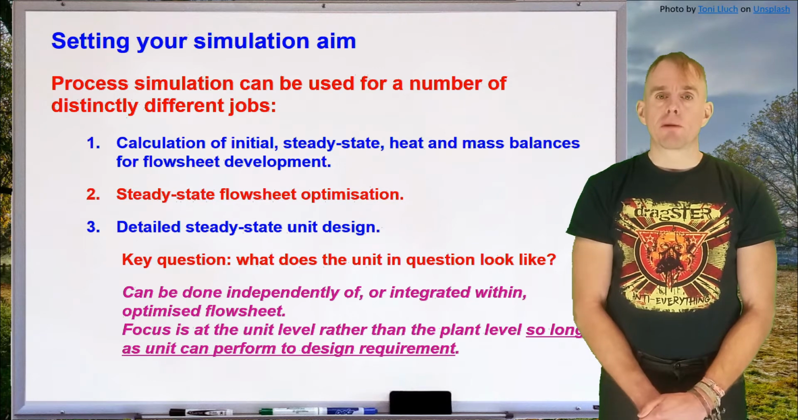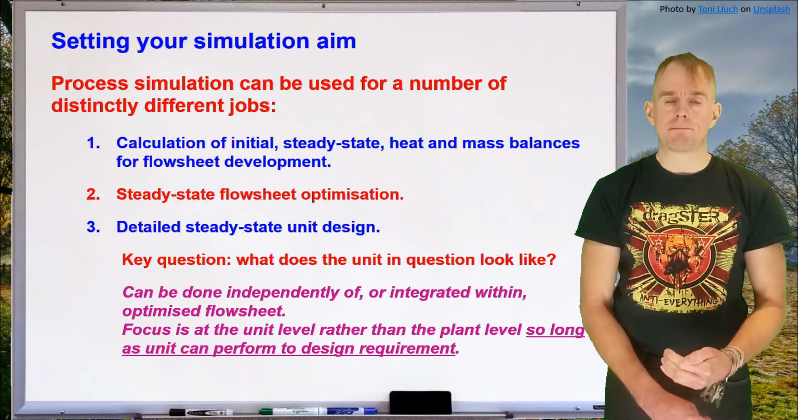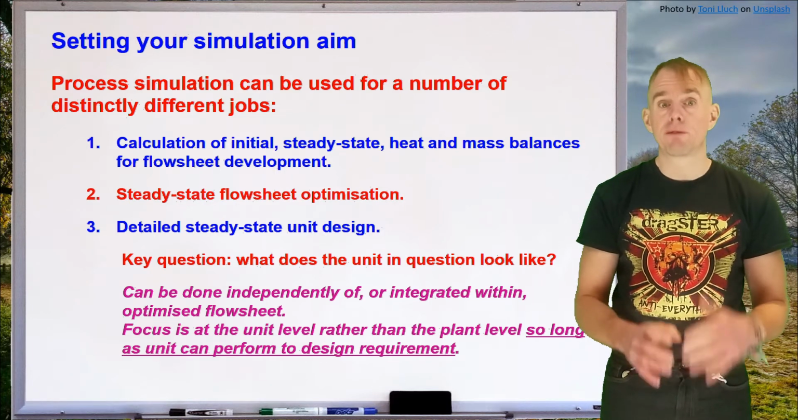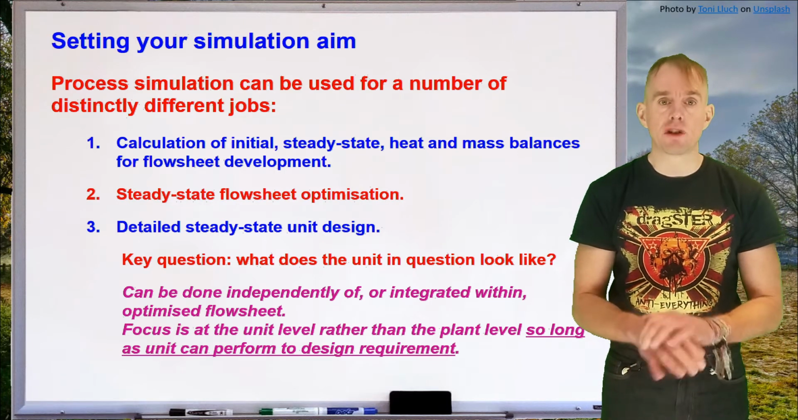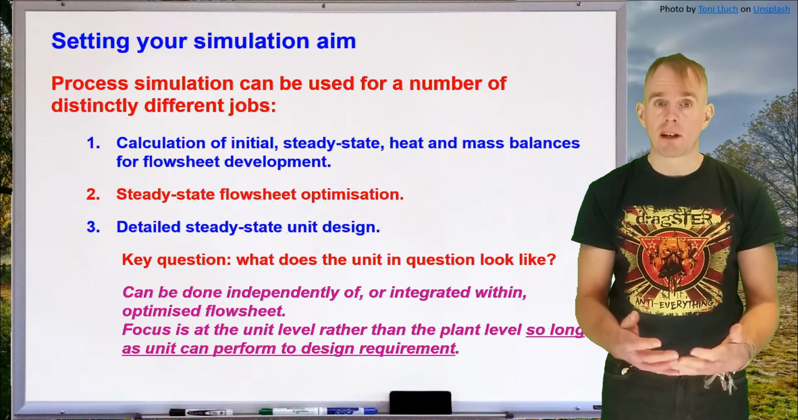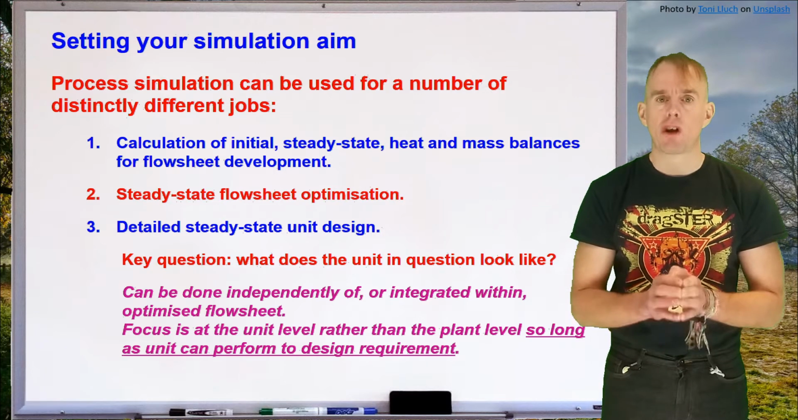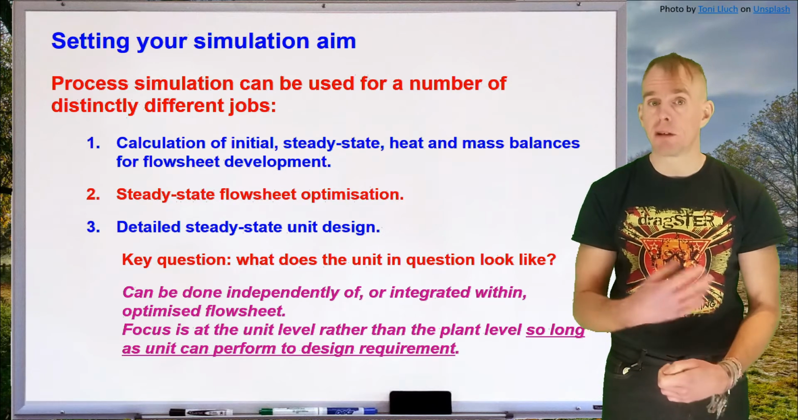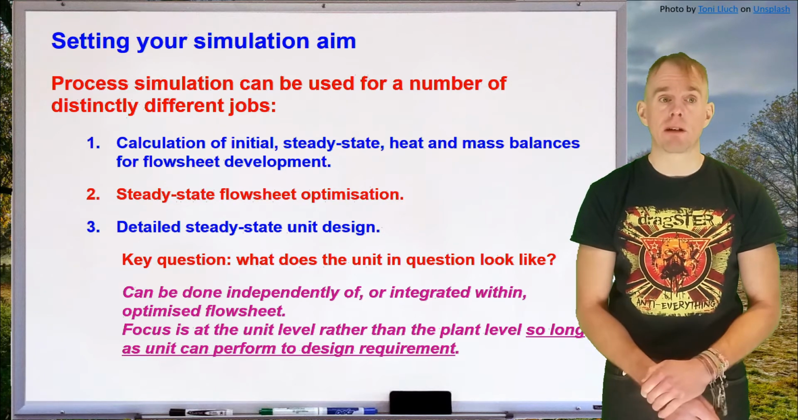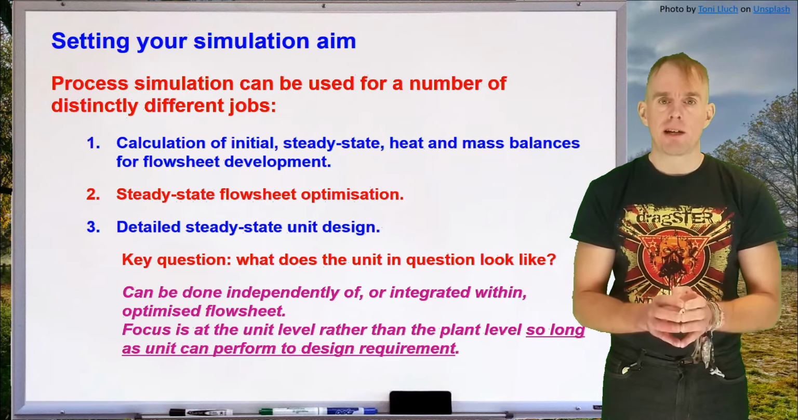The third thing you might wish to do with a process simulator is do some detailed steady-state unit design. Now, this presupposes that we've done the first two steps. You've got a good idea of what your flowsheet is, you've optimized it to a greater or lesser extent. Now you're asking the question, what does this particular unit look like? It might be a chemical reactor, it might be a distillation column, it might be a flash separator, and you're trying to yield detailed design information.